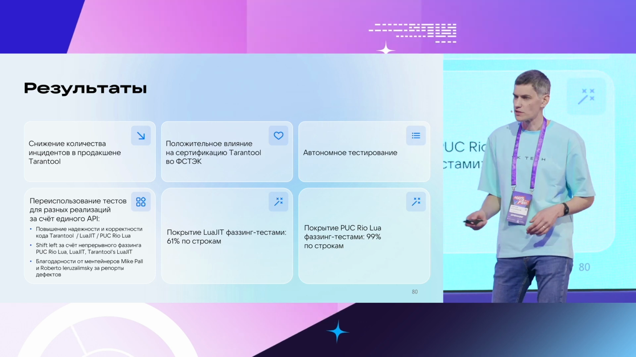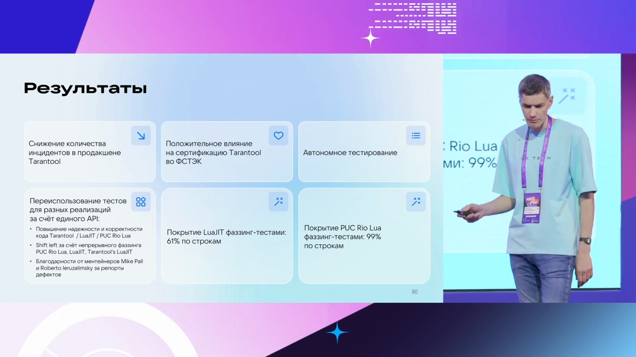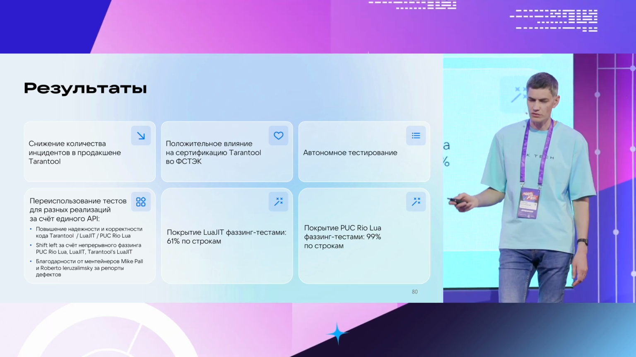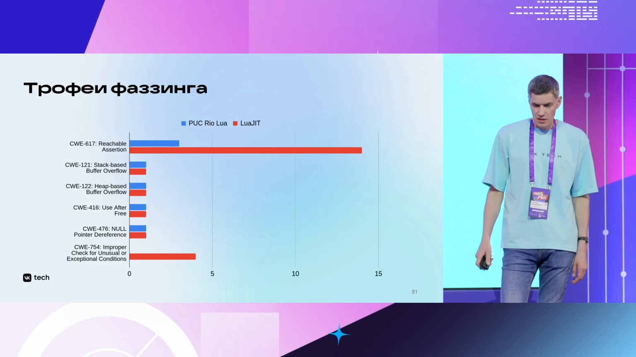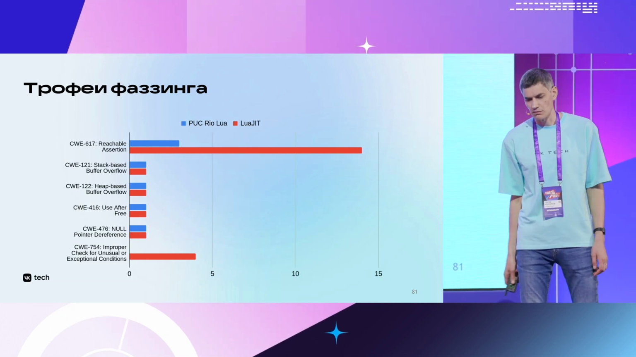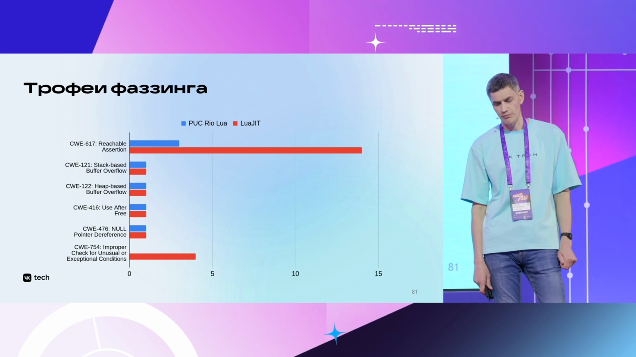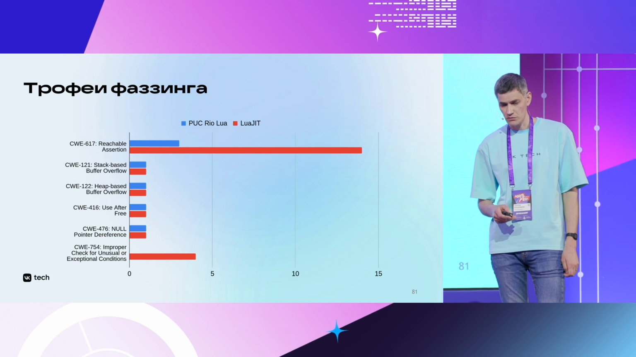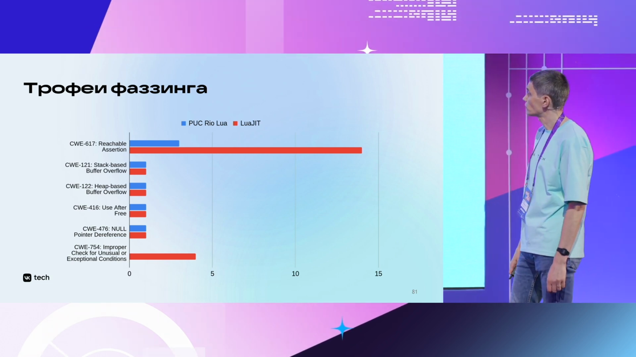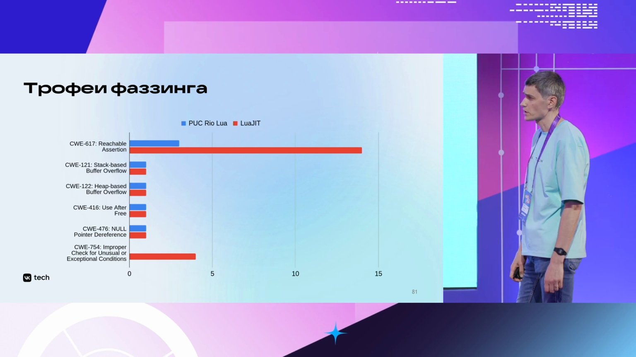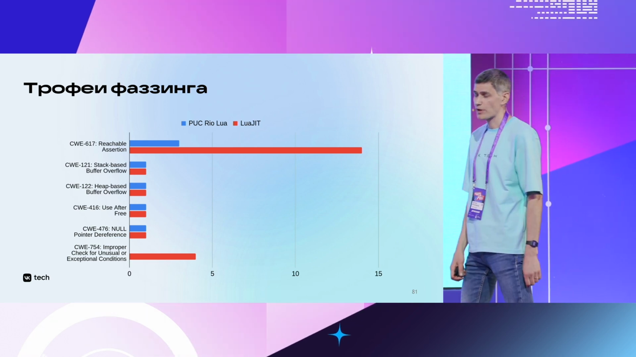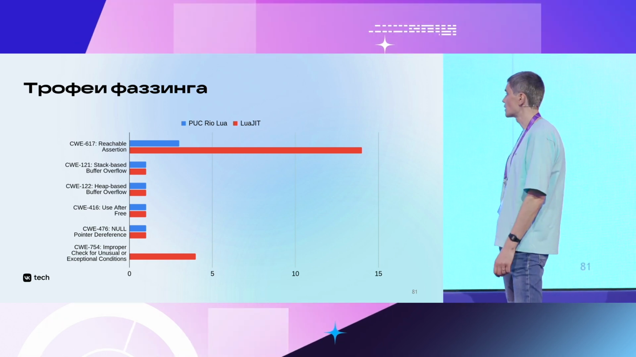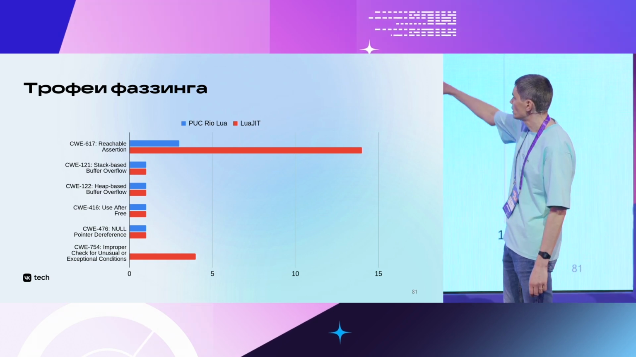We reached good coverage in LuaJIT, 61%. If you use all the tests, then we can cover up to 90% of the lines. And finally, these are all the problems that we found through fuzzing, categories of the problems. In LuaJIT, we found more problems, 26 in LuaJIT and 6 in the reference implementation.